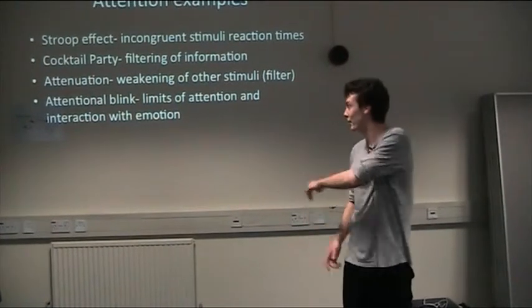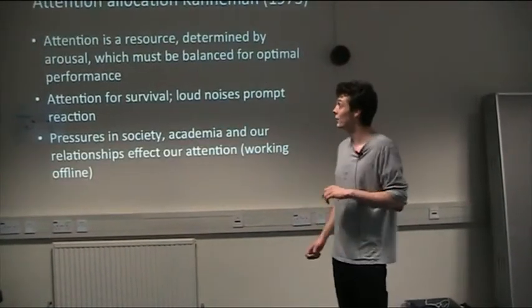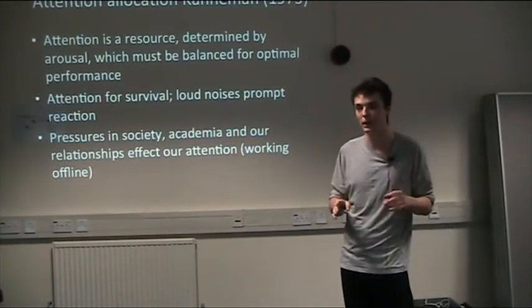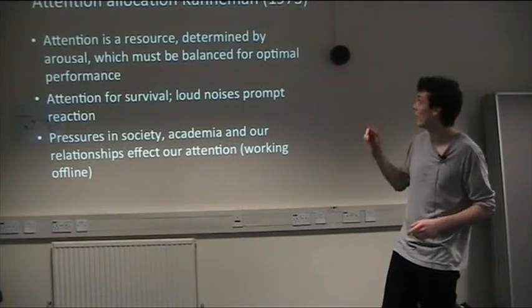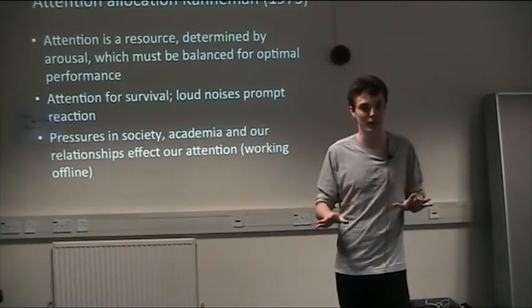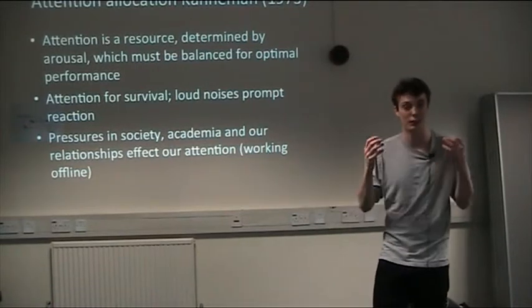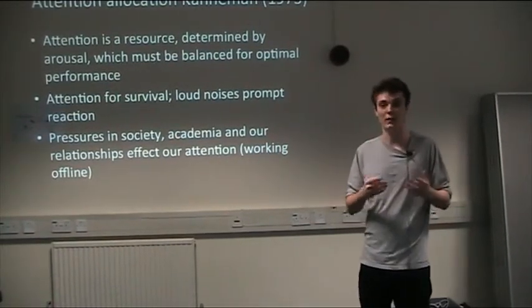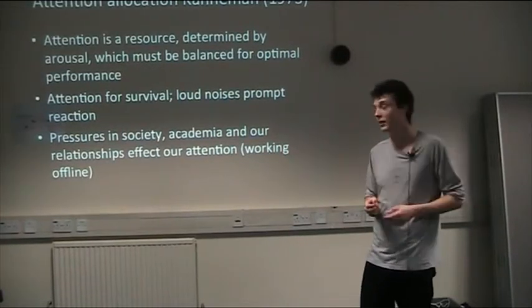Alright, next slide please, Alec. So attention allocation, this is the last kind of theory of attention that I want to run by today, and that's by Kahneman in 1973. And his basic theory is that attention is a resource, and there's only so much of it. So essentially, we have to allocate it to the right places to effectively deal with our environment.